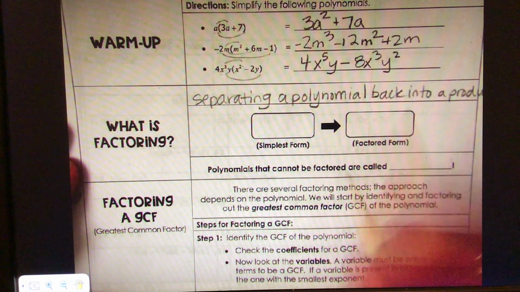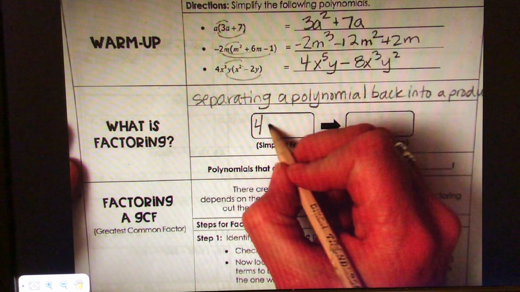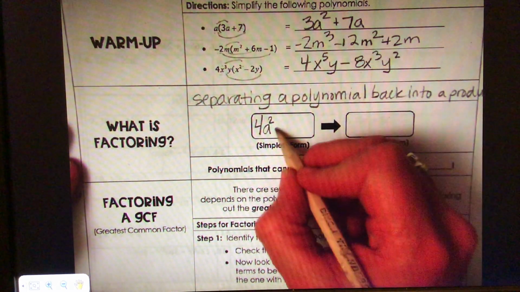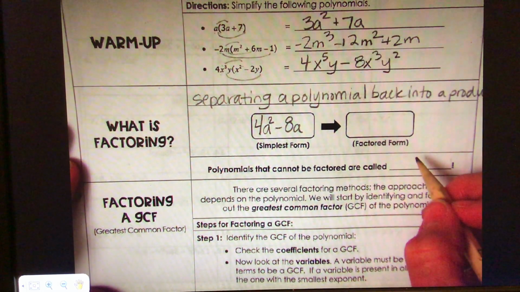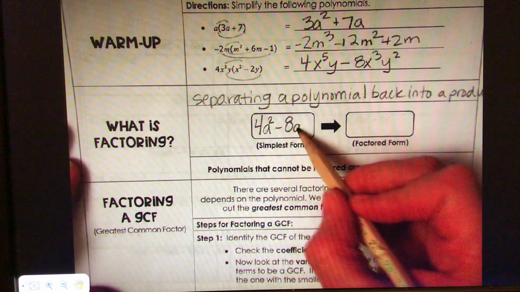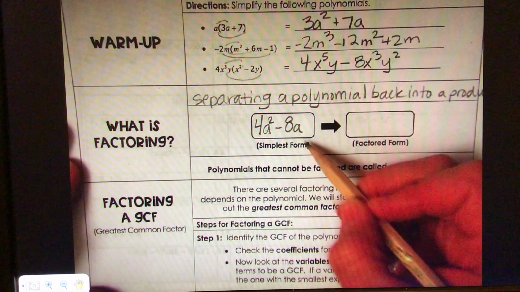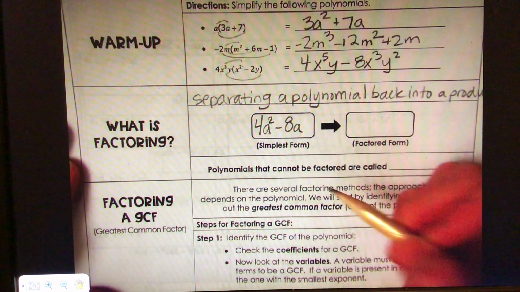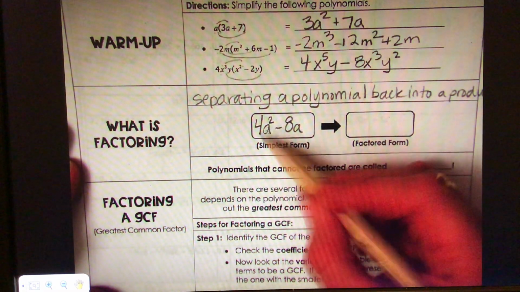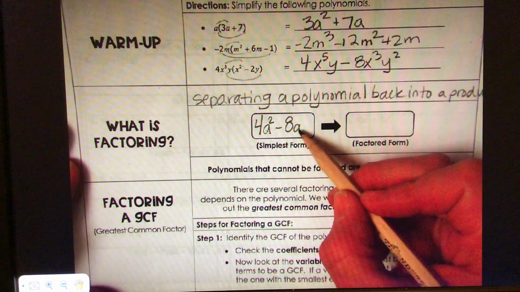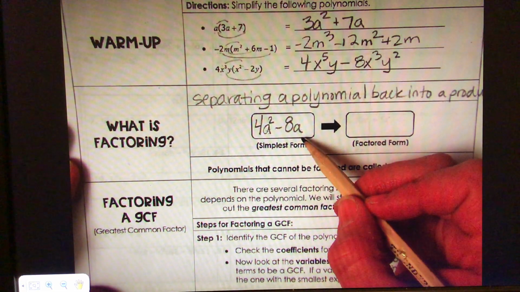So if I think about, let's see, a binomial, let's look at this binomial for a minute. So if I have 4a squared plus 8a, well, that is in simplest form. I can't combine my terms here. I have an a squared term. They are not like terms. I have an a over here. I have an apple and I have a banana. This is in simplest form. But what I could do is I could remove some stuff. I could remove something that both terms have in common, if you think about it that way, to try to separate it into its two parts.